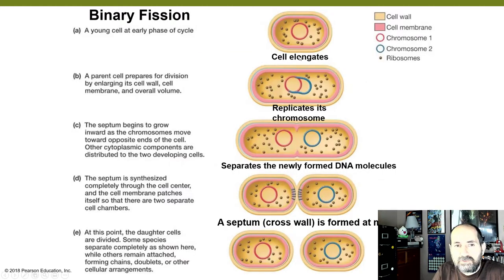And what's going on with the chromosome during binary fission? Remember, prokaryotes have one circularized chromosome. The chromosome begins to divide, or get replicated, I should say. The DNA is replicated. Now you have two copies of the circularized chromosome. Those migrate to opposite poles of the cell. Then septum formation begins. Septum forms, and then you have your two cells.